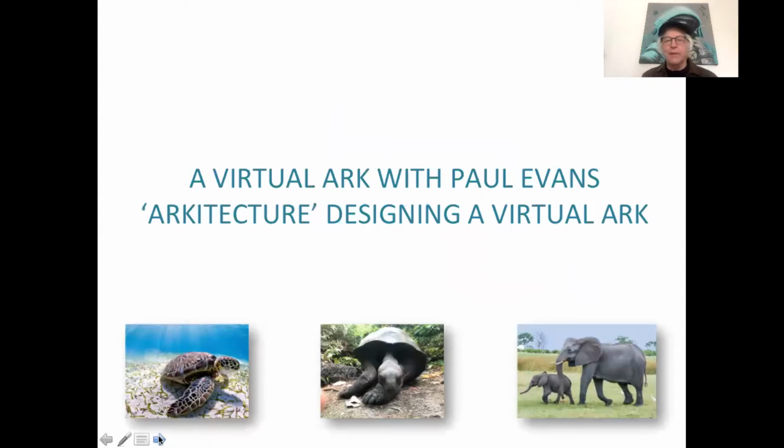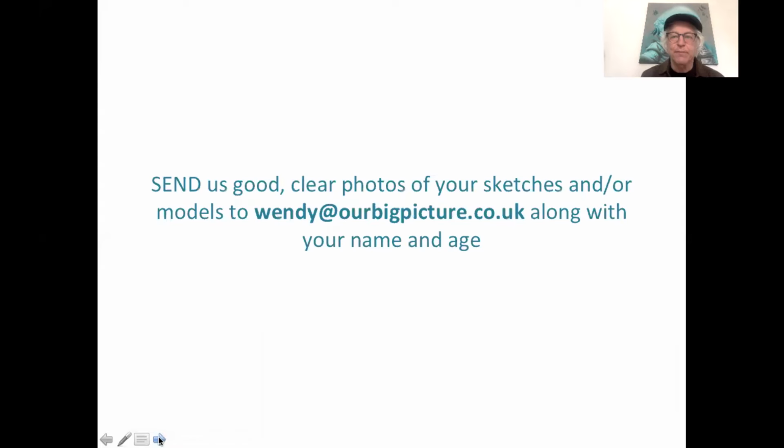So today we're going to be thinking about how we might design a virtual ark. And as you probably know, architecture is the means by which we design houses and buildings, and we're going to call that architecture. That's the means by which we're going to be designing and thinking about what our virtual ark might look like and how it might work. What kind of spaces we might put our endangered animals into.